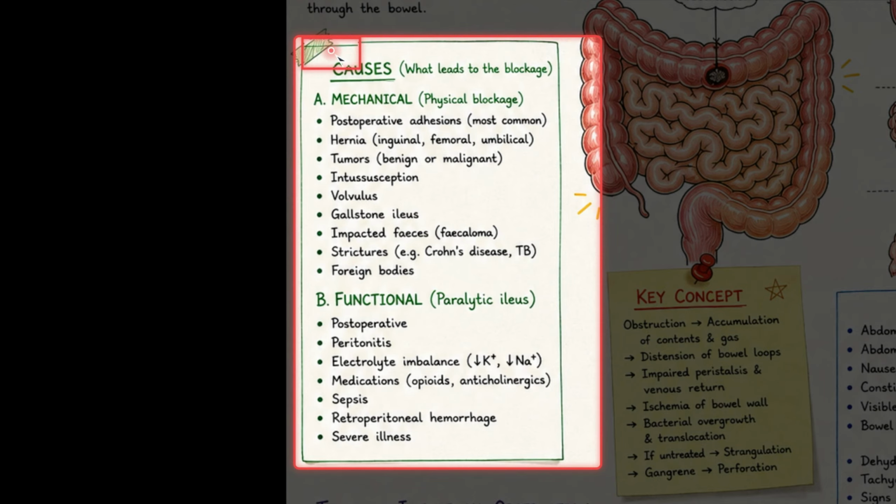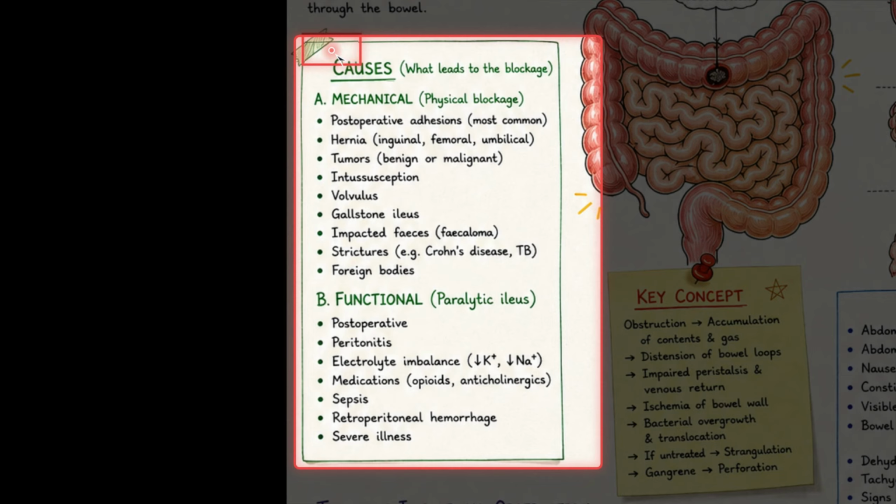tumors that narrow the lumen, volvulus, which is the pathological twisting of a loop of bowel upon its mesentery, intussusception, where one segment of intestine telescopes into an adjacent segment, gallstone ileus, where a gallstone erodes into the gut via a cholecystenteric fistula, fecal impaction or fecaloma, luminal strictures from chronic inflammatory conditions like Crohn's disease or tuberculosis, and swallowed foreign bodies.